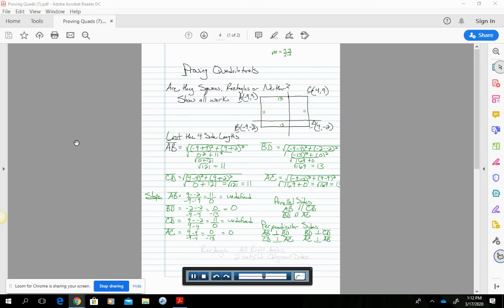So we are going to call this a rectangle. Reason, they're all right angles. That's what it means to be perpendicular. And there are 2 sets of congruent sides. So yes, this is a rectangle. So that shape is done.